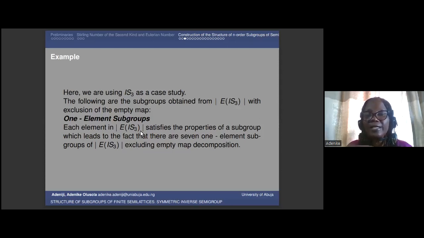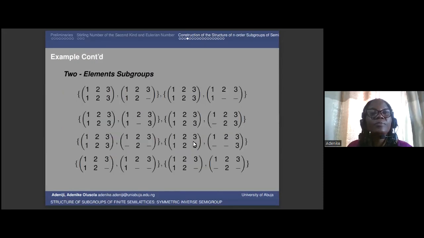So looking at the cardinality of ISn given earlier and the cardinality of the idempotents of the symmetric inverse semigroup, if our n is 3, it means the E of IS3 is going to be 7. And it means we have 7 one-element subgroups of this semilattice. So 2-element subgroups can be seen as defined. So this is a subgroup.